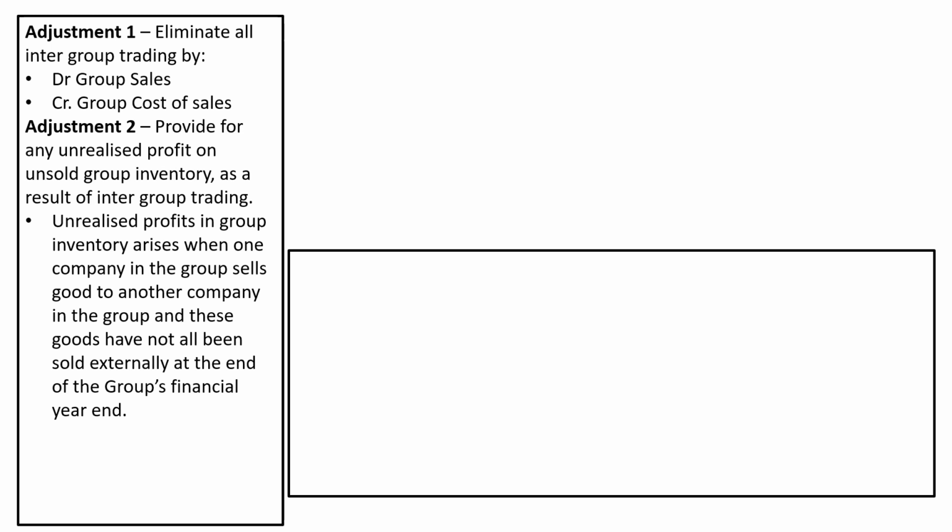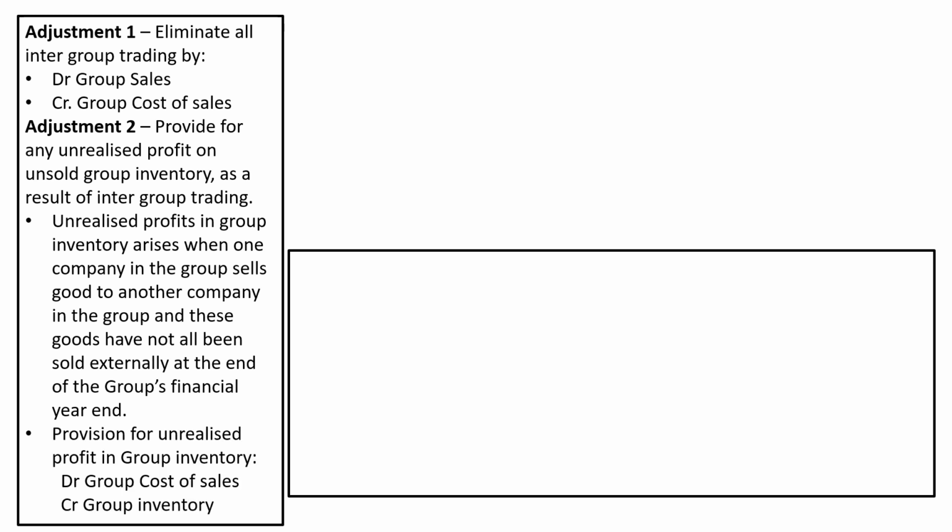Adjustment number 2 is to provide for any unrealized profit on unsold group inventory as a result of intergroup trading. Now, unrealized profit in group inventory arises when one company in the group sells goods to another company in the group, and these goods have not all been sold externally at the end of the group's financial year end. So the accounting adjustment to make this provision is to increase the cost of sales by the amount of the provision, and at the same time reduce the group inventory by the amount of the provision.